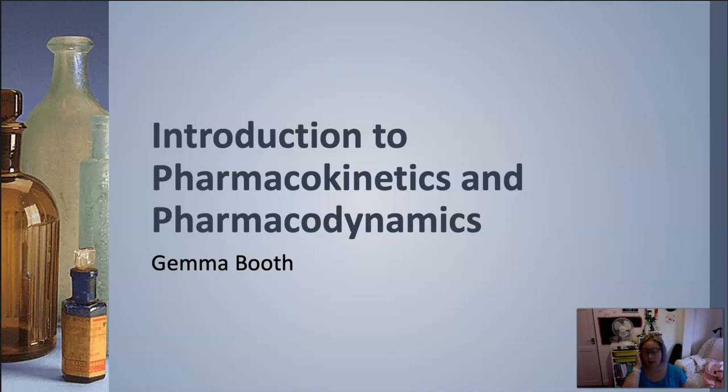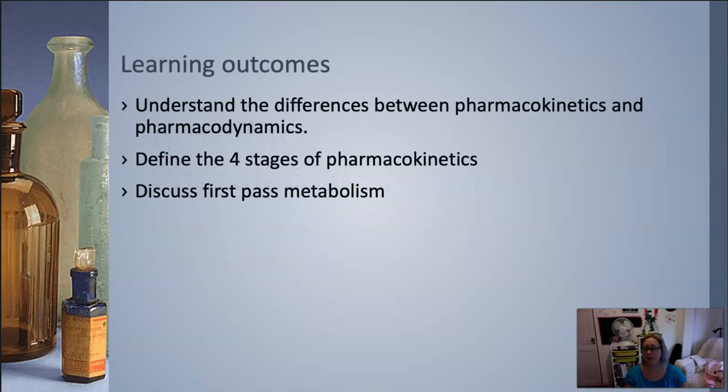You can go into it in a little bit more detail, and I've put some extra resources on as well for you if you want to. But today we're really going to be looking at a few key areas. We're going to understand the differences between pharmacokinetics and pharmacodynamics. We're going to look at the 4 stages of pharmacokinetics and what happens to these medications as we take them. And we're going to look at first pass metabolism and what this means for medications that we take orally and into the body.